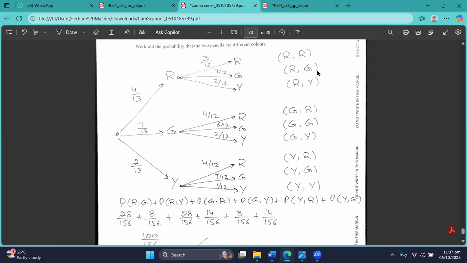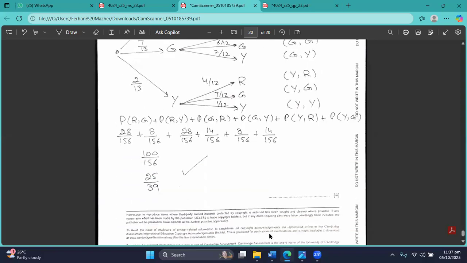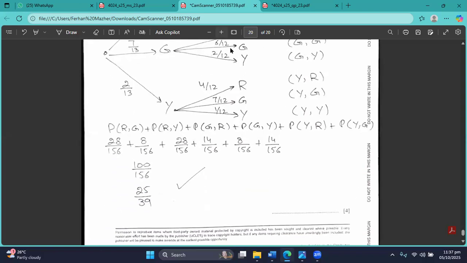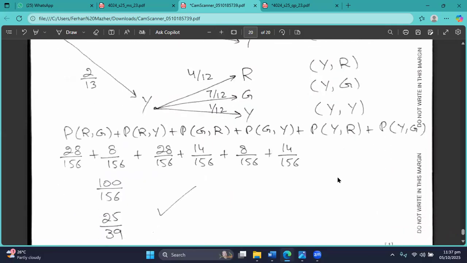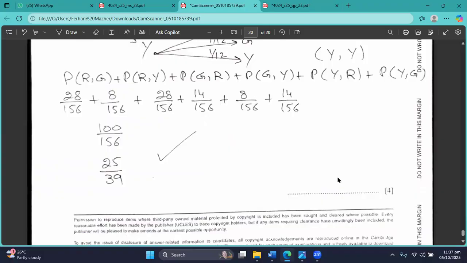I'm taking red, green; red, yellow; green, red; green, yellow; yellow, red; yellow, green, where the colors are different, okay? And how do you get the probability of this? You multiply these, okay? So we will have 28 by 156 plus 8 by 156 plus 28 by 156 plus 14 by 156 plus 8 by 156 plus 14 by 156. And that will be 100 by 156. Okay, so this is how we have done that.